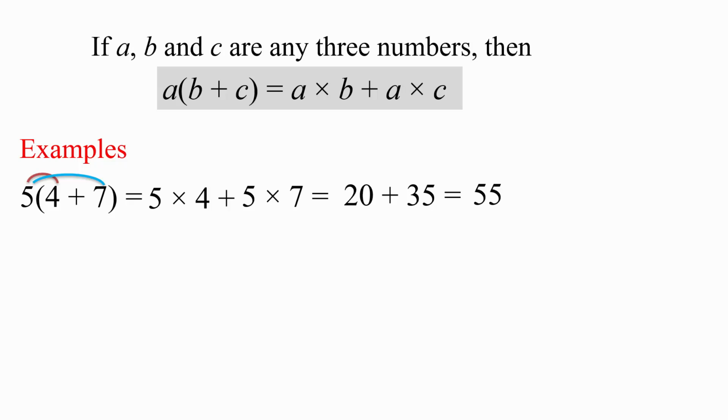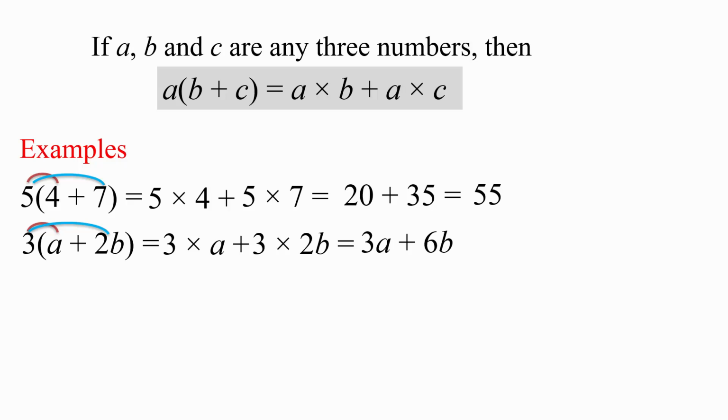Another example, this time we introduce letters or variables or pronumerals. We have 3 in front, so we have 3 bracket A plus 2B inside the bracket. But again, following exactly the same method, we can write 3 times A plus 3 times 2B. Now simplifying that, we can write 3 times A is 3A. The times does not need to be shown, it's implied in the expression. And 3 times 2B, 3 times 2 is 6, so it becomes 6B.